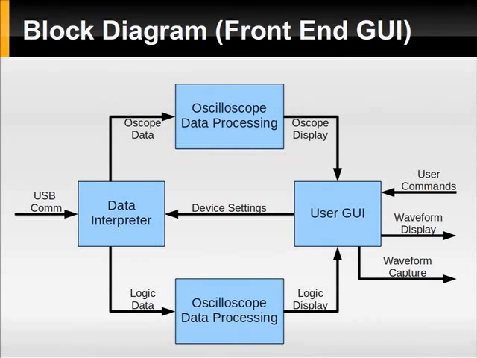The last block that I will talk about is the front-end GUI. This is the software that will be installed on the computer. The USB data comes in from the left and goes straight into a data interpreter. This data interpreter will filter data to the appropriate data processing thread. Each data processing thread will then configure the data and output display data to the user interface thread. This user interface thread will then display the waveforms, output a data capture ability, and intake user commands.